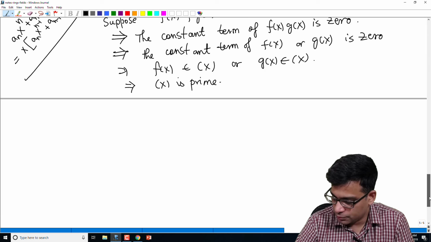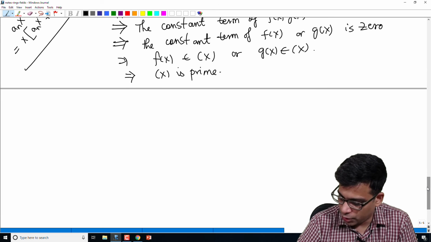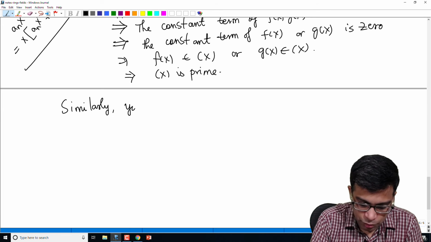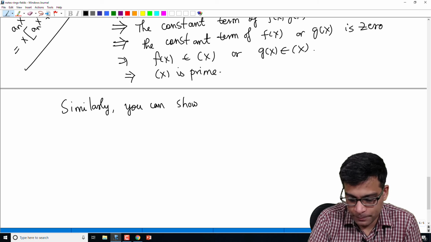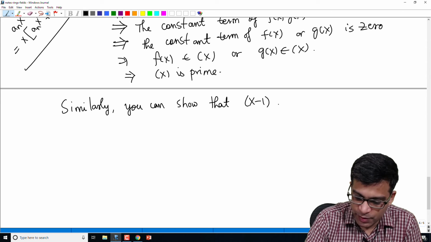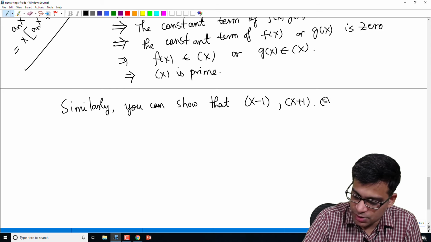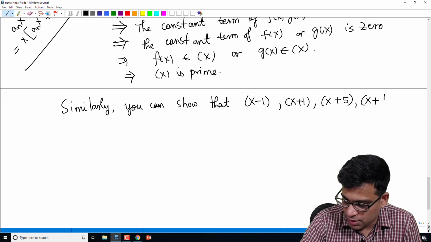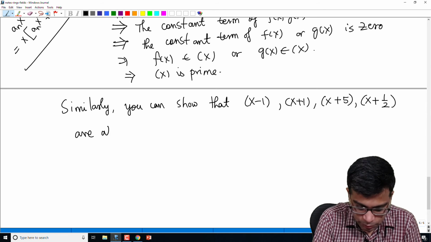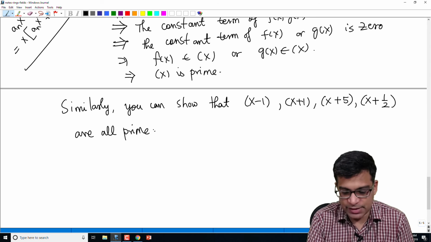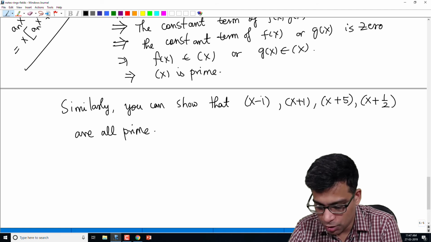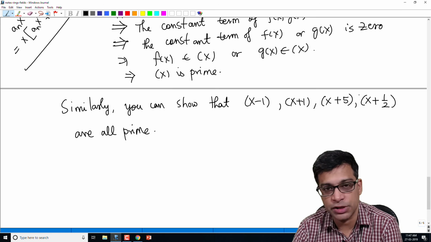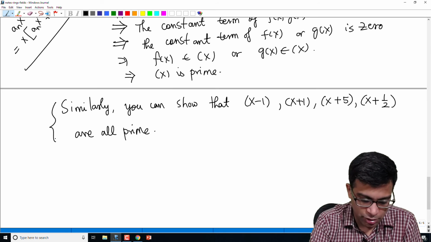Using a similar argument, you can show, I will leave this as an exercise for you, for example, that ⟨x − 1⟩, ⟨x + 1⟩, and so on. So I'll write one more example: ⟨x + 5⟩, ⟨x + 1/2⟩ are all prime. Very similar to x, but now in this example we are taking the multiples of x − 1. In this example, we are taking the multiples of x + 1. In this example, we are taking the multiples of x + 5 and so on. So they are all prime. This is an exercise for you.